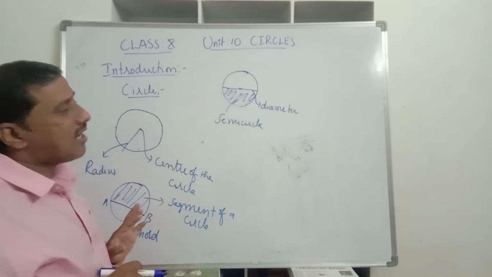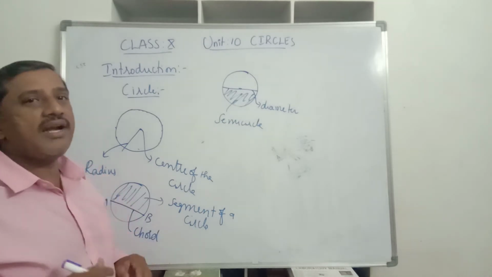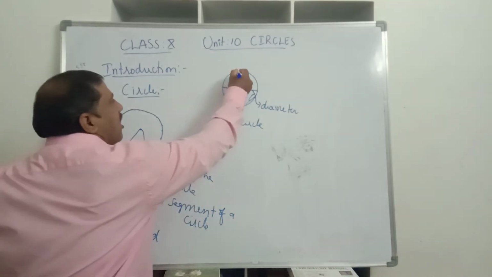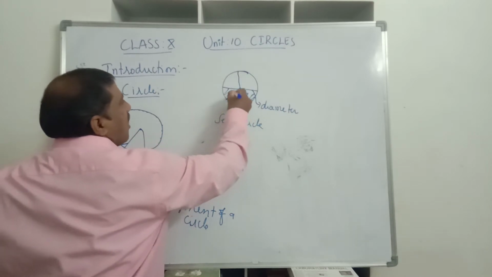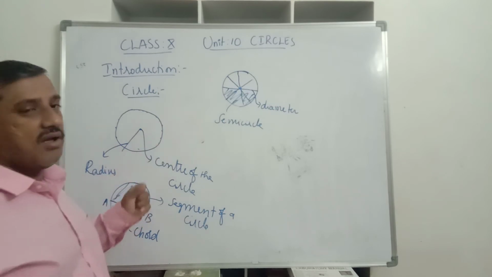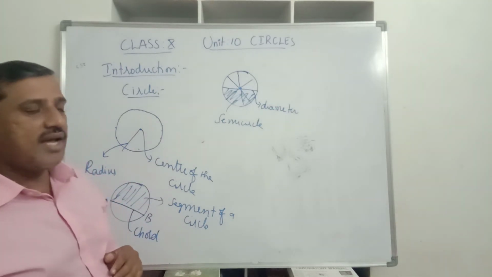That passes through the center of the circle. How many diameters can we draw? Again, here also we can draw an infinite number of diameters like this. So an infinite number of chords can be drawn, and an infinite number of diameters can also be drawn in a circle.